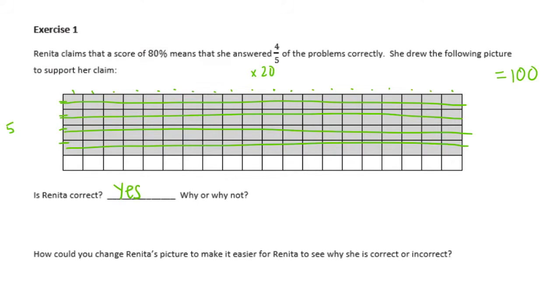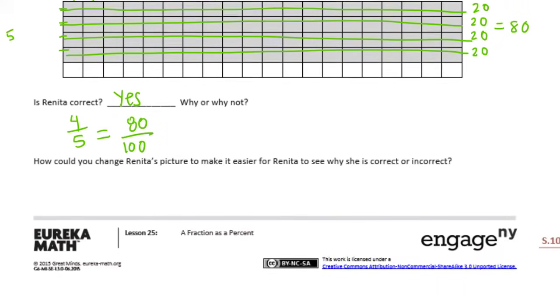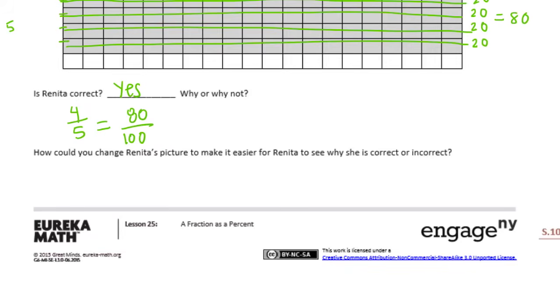Because in total she has, let's see, 20 shaded there, 20 shaded there, 20 shaded there, 20 shaded there, which is equal to 80 out of the total 100 blocks, and those two fractions are equal. Let's see, how could you change Renita's picture to make it easier for Renita to see why she is correct or incorrect? So I would change it.